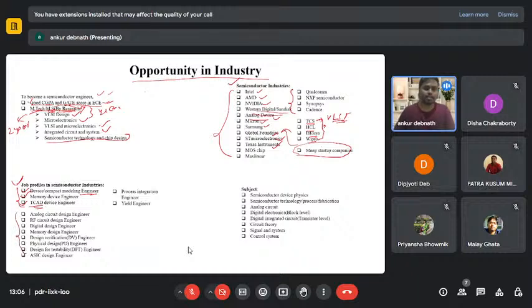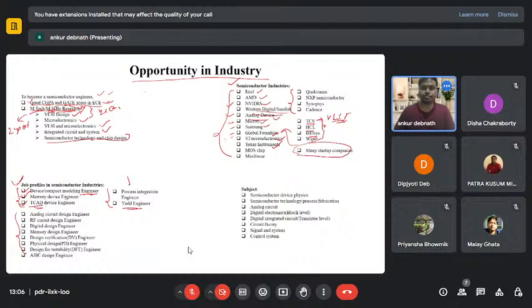These may be design profiles: analog circuit design, RF circuit design, digital design engineer. These are the main profiles I am just showing, and many other profiles are there. Then the process side: fabrication process, integration engineer, yield engineer. All are there actually in India, in these companies. So many profiles are there. Literally I'm saying there is a very huge opportunity.